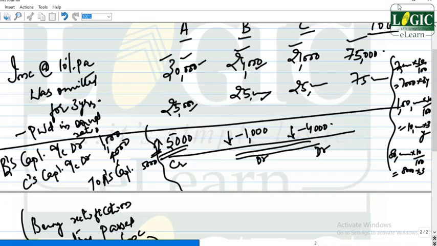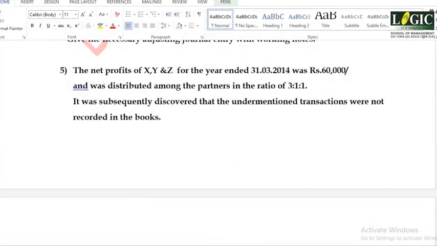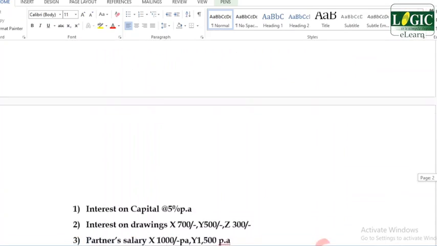Please note down the question, children. The net profits of X, Y and Z for the year ended 31st March 2014 was 60,000 rupees and was distributed among the partners in the ratio of 3:1:1. It was subsequently discovered that the undermentioned transactions were not recorded in the books.